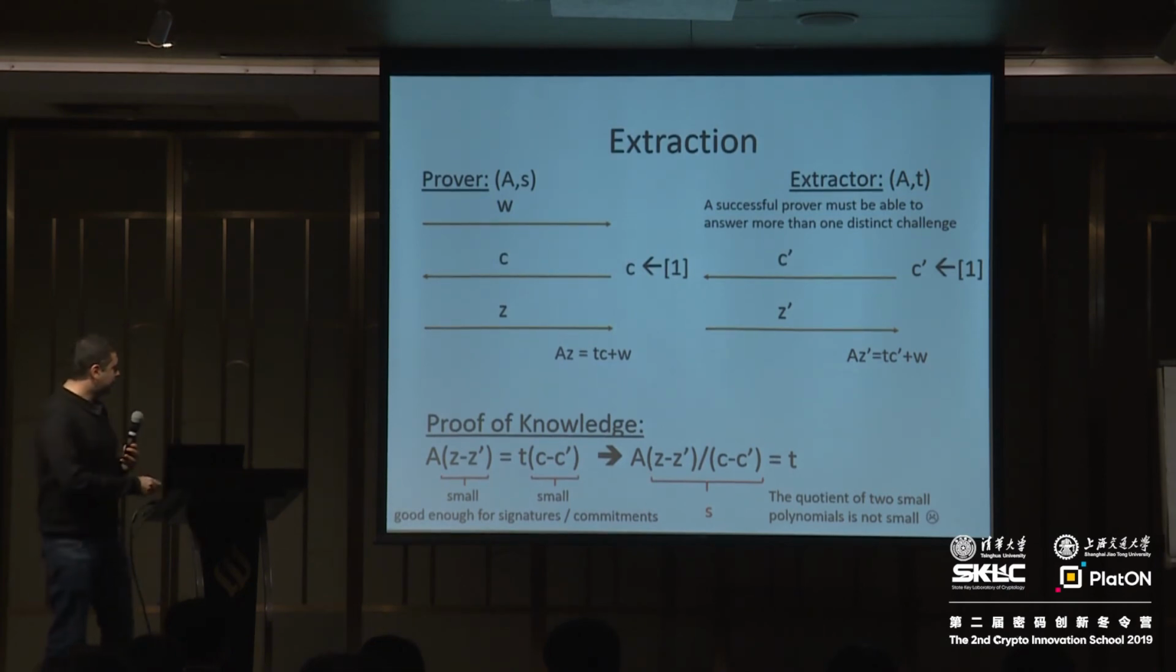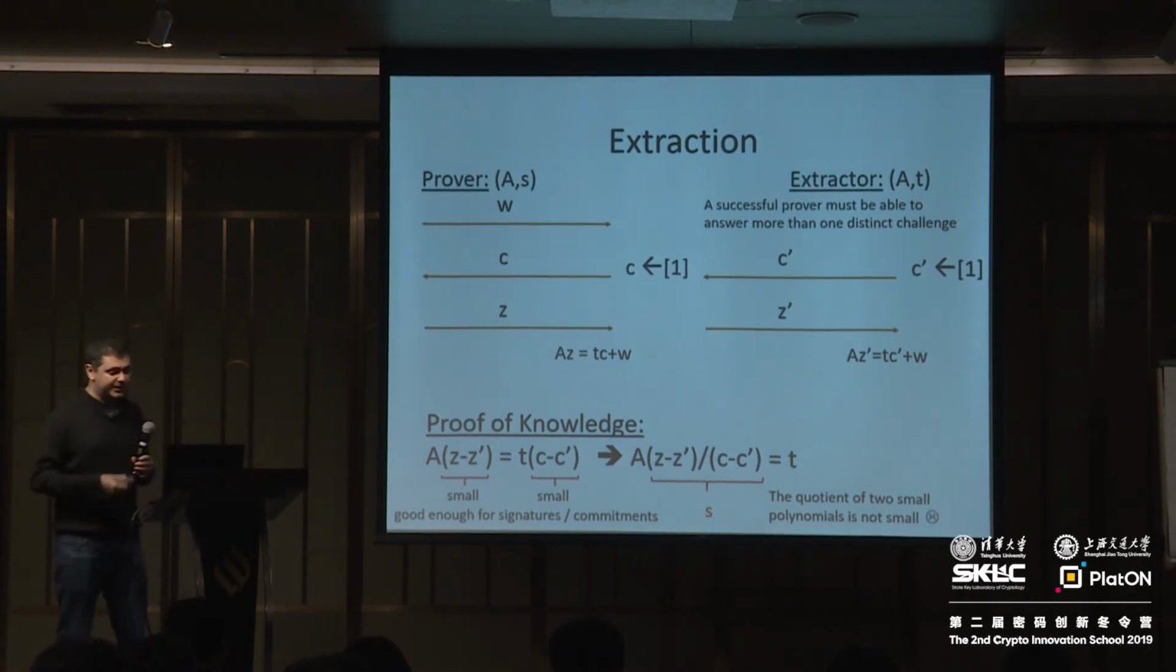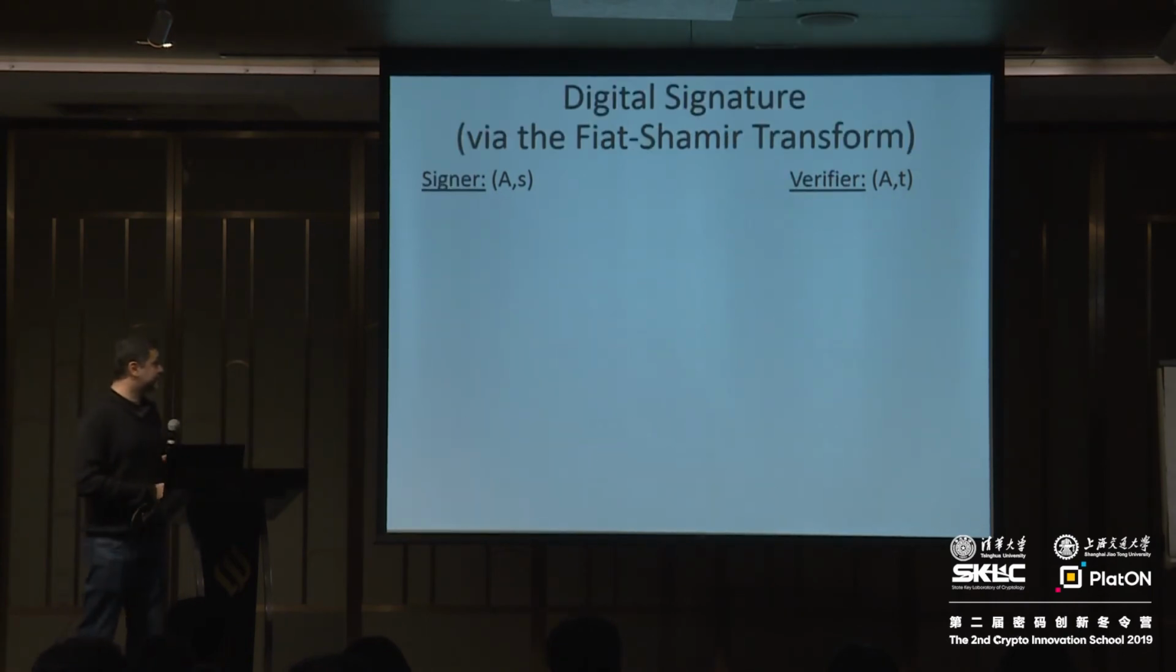All right, so here's what we can do with this interactive protocol, which was a proof of knowledge of something small, so that A times this equals T times something small. The original thing was just AS equals T. I needed an S to do this protocol, but I ended up proving something deeper. I ended up proving that I know some S, AS equals T times, not just T, but T times something else. But actually, that's okay. So we're going to use this for signatures.